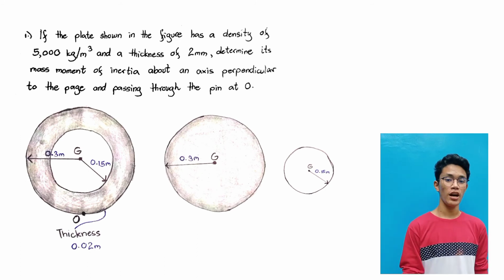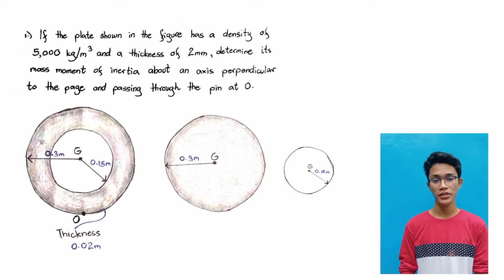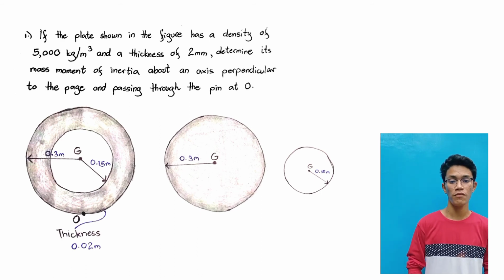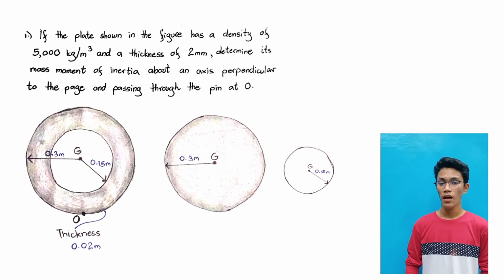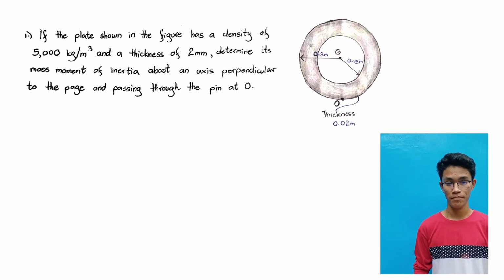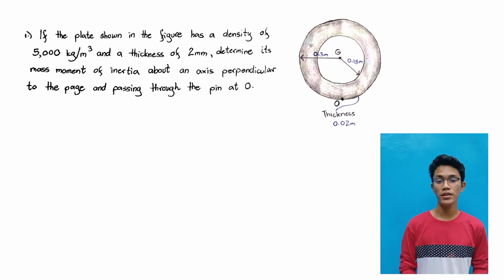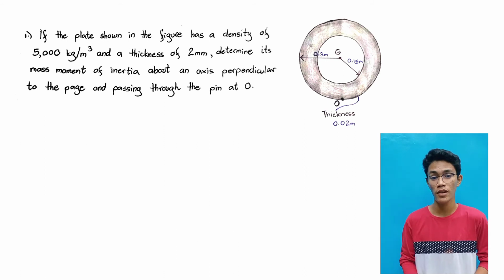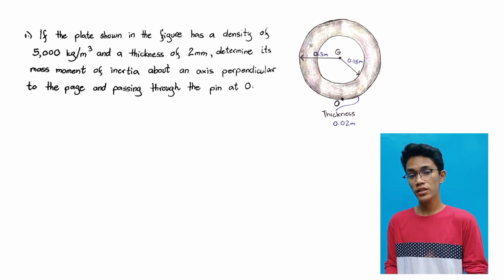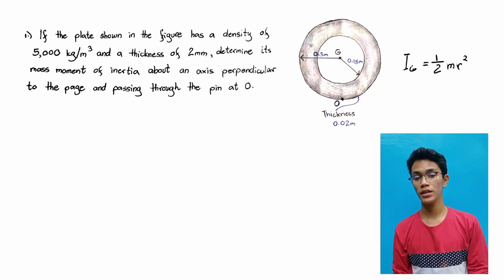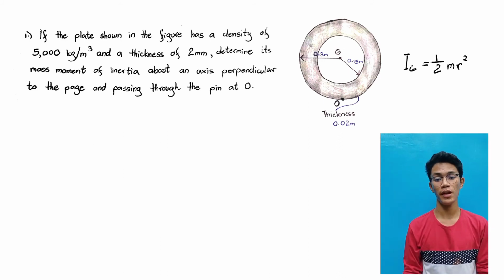The moment of inertia about O of these parts can be determined by finding the moment of inertia of each of these parts about O and then algebraically adding them. Let us solve this problem using the parallel axis theorem in conjunction with the mass moment of inertia formula for a circular disc, which is I equals 1/2 m r squared. Let us start with solving the bigger disc with the 0.3 meter radius.